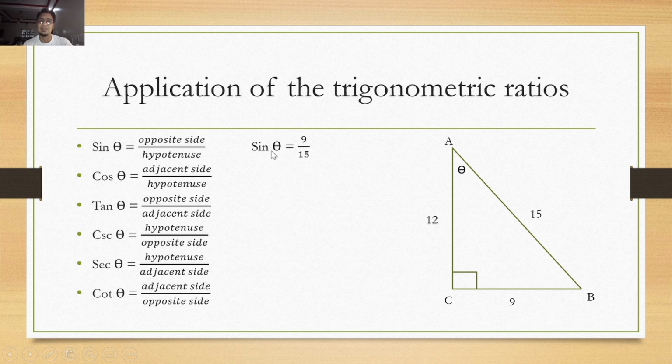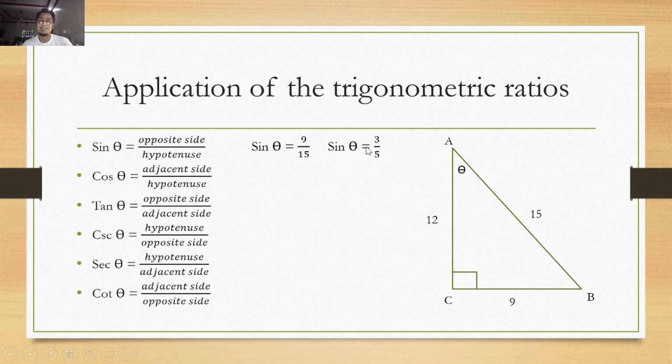Hanapin natin. Sin theta, ang opposite ay 9, ang hypotenuse 15. So, sinubstitute natin. Sir, bakit hindi CB over AB? Kasi may value na tayo eh. So, you can directly replace it para makuha natin yung values. Now, do we stop here? Hindi. Fraction is always represented in its lowest term as our final answer. So, tingnan po natin.